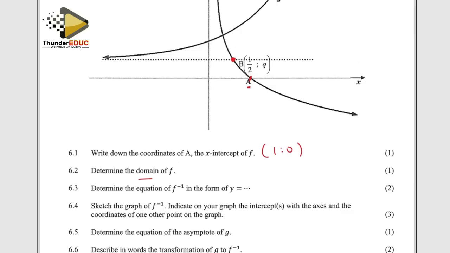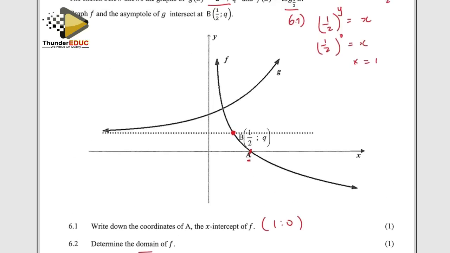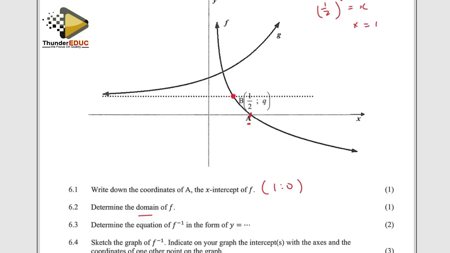Then they want the domain of f. Where is the domain? Domain, those are x values. So we can see that this f is not going to go through the y-axis. So what I'm going to say is that x must be greater than 0.